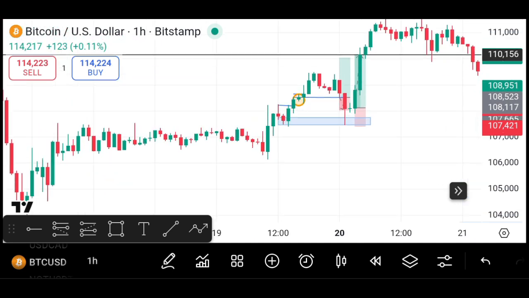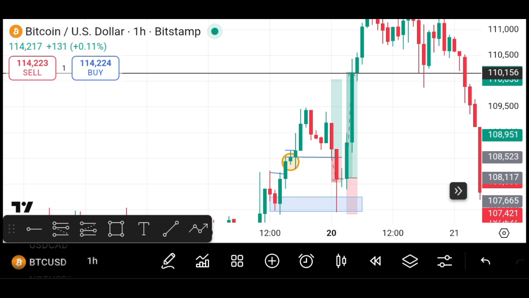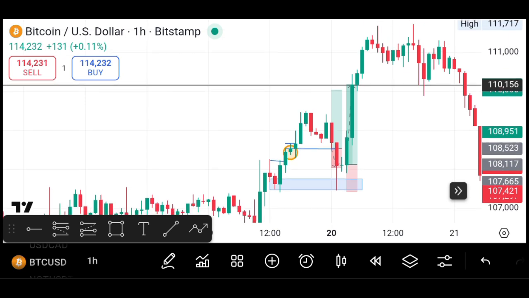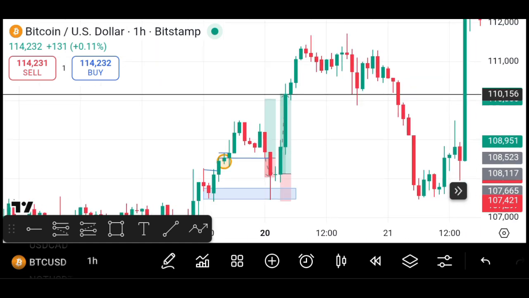Price went to our TP, and then even did more movements. But that's basically how the trade happened.